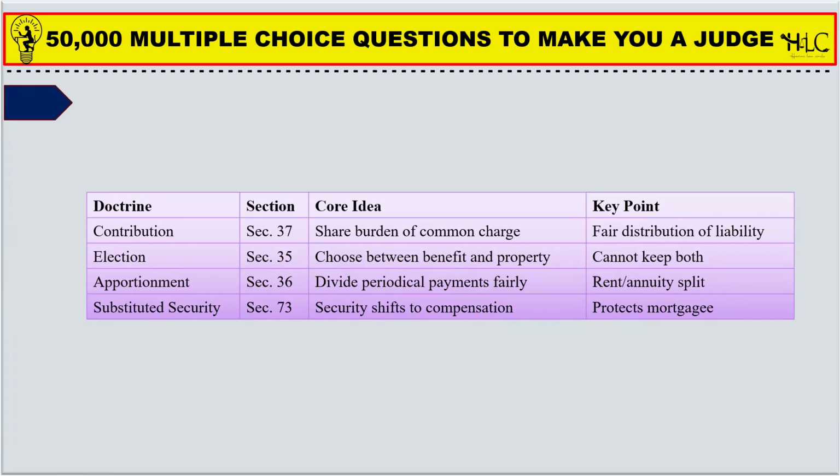And apportionment is where they divide the payments periodically on a fair basis. For example, interests like rent, annuities, dividends, or any maintenance which may accrue from the property should be equally divided periodically between the parties who own interest in the property. Substituted security is dealt under Section 73 of the same Act, and it means that the security shifts to the compensation. So it basically protects the mortgagee from losing the amount for which he mortgaged.